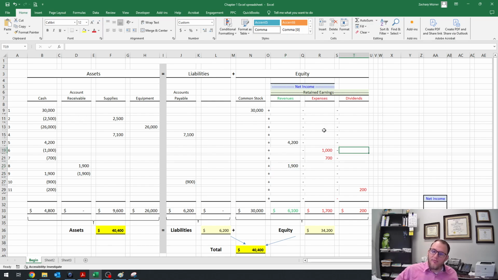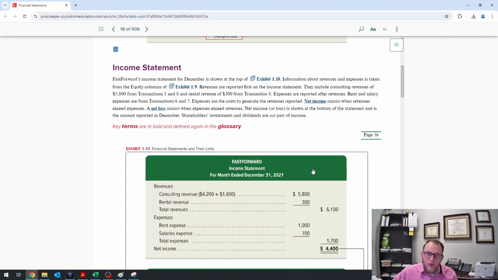And now looking at our expenses, we had $1,000 of, I believe that was rent, and then $700 of salaries. And so we would report it as such. Here's our total revenue of the $6,100. Our expenses, we had a rent expense of $1,000, our salaries expense of $700 for a total of $1,700, which gets us to our net income of $4,400.